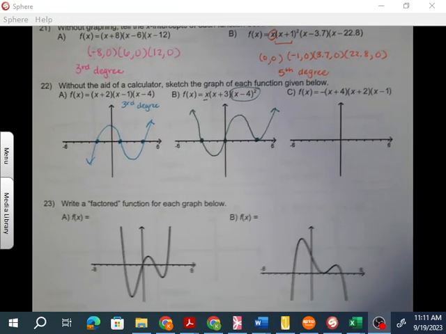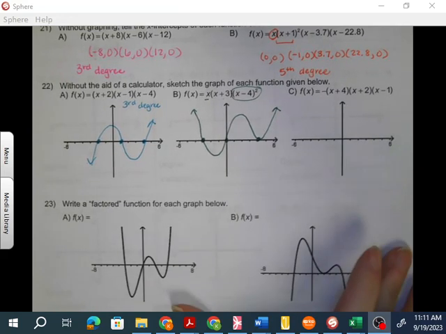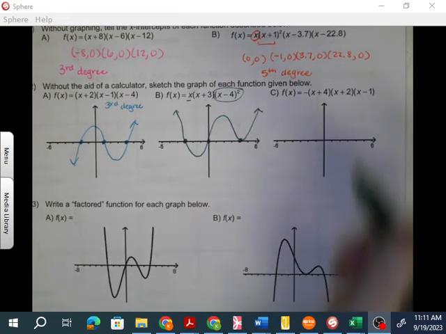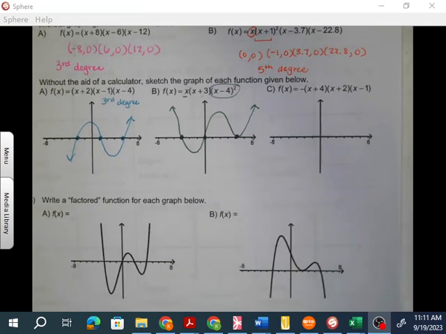Anytime you encounter a quartic, one that's to the 4th degree, it's either going to look like a whacked out W or a whacked out M. It depends on whether or not it's positive or negative. If it's positive, it'll be a W. If it's negative, it'll be an M. All right? This one, I do have a negative in front. That means that the right-hand side should be falling.